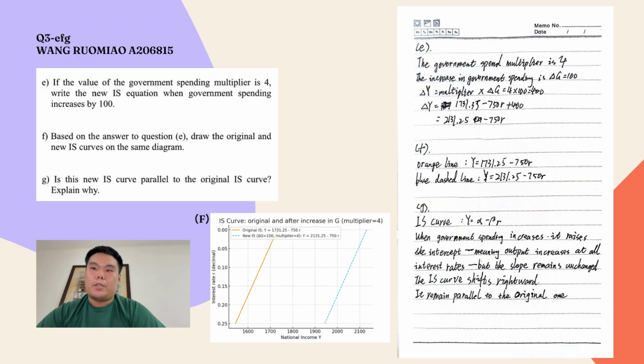For part G, the IS curve is Y equals alpha minus beta R. With the government spending increase, the intercept is raised, meaning output increases at all interest rates, but the slope remains unchanged. So the IS curve shifts rightward and remains parallel to the original one.